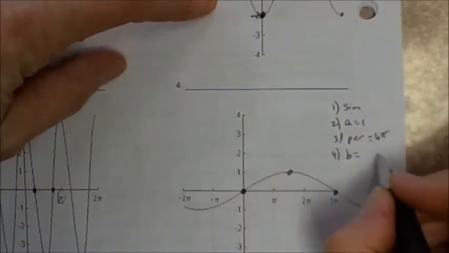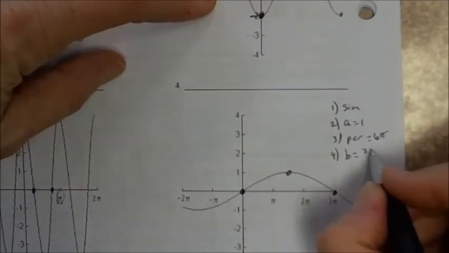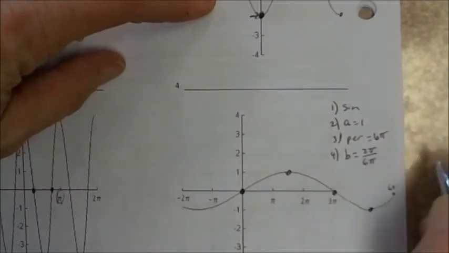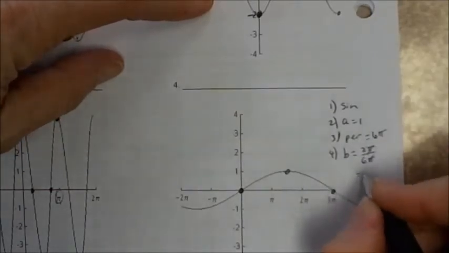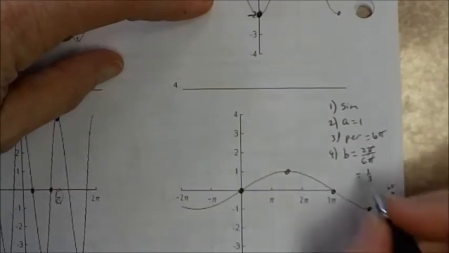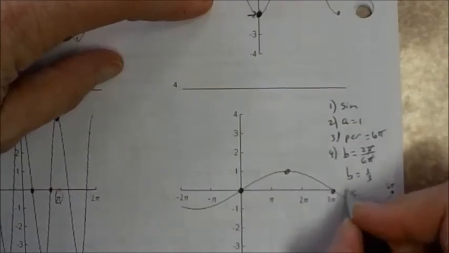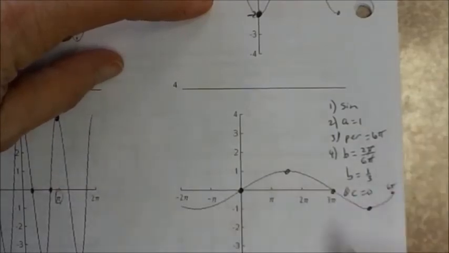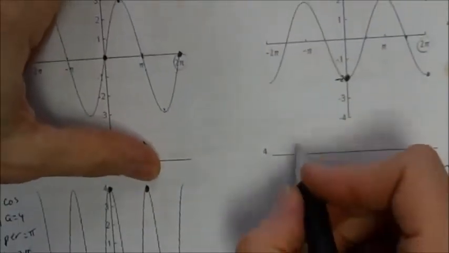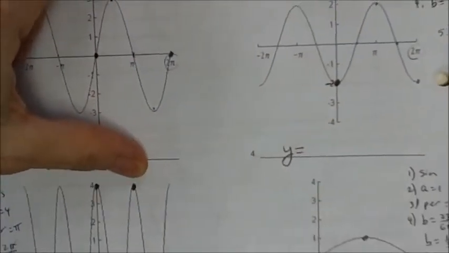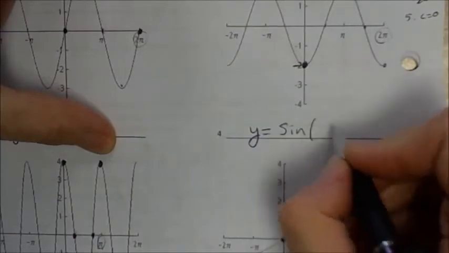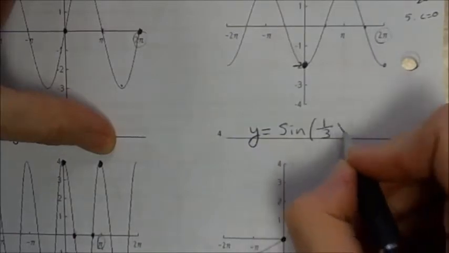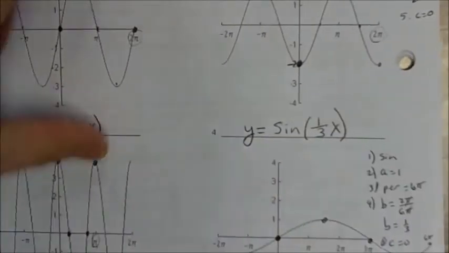That's how long it would take to get through that one full cycle. Step 4, calculate the b value. B value is 2 pi divided by the period. So the pi's will cancel out, and 2 over 6 reduces down to a third. And the c value, step 5, c is 0 because it hasn't been shifted to the right or left. So to write our equation, y is equal to, the amplitude is 1. We don't have to write the 1. It is a sine curve. And the b value is 1/3 x. And that's the end of that problem.